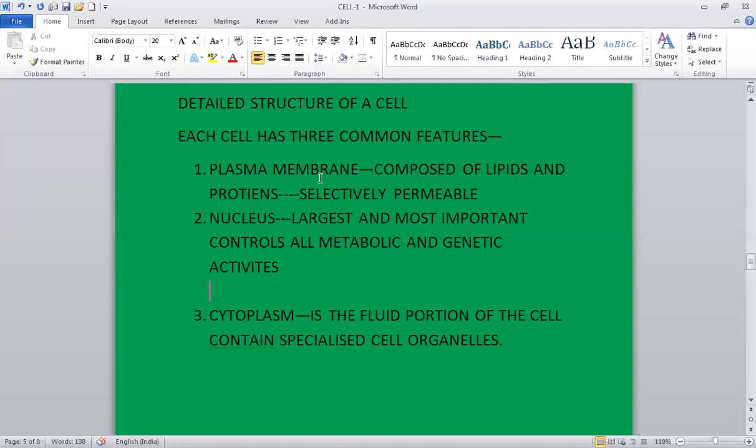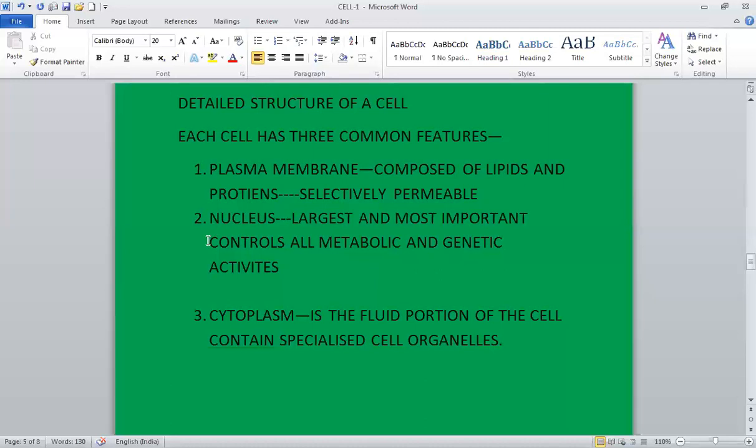And you all know what diffusion and osmosis are. Diffusion is the intermixing of molecules on their own, and osmosis is the movement of molecules through a semi-permeable membrane. We'll study that in the next class. Today, let's proceed to the nucleus.